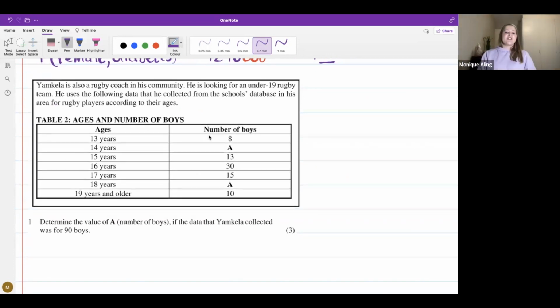Yamkela is also a rugby coach in his community. He is looking for an under-19 rugby team. He uses the following data that he collected from the school's database in his area for rugby players according to their ages.